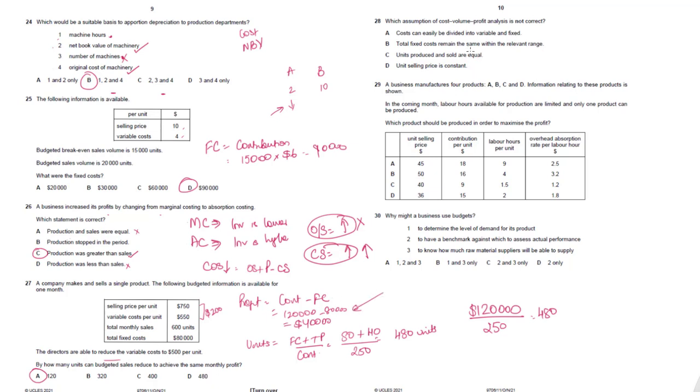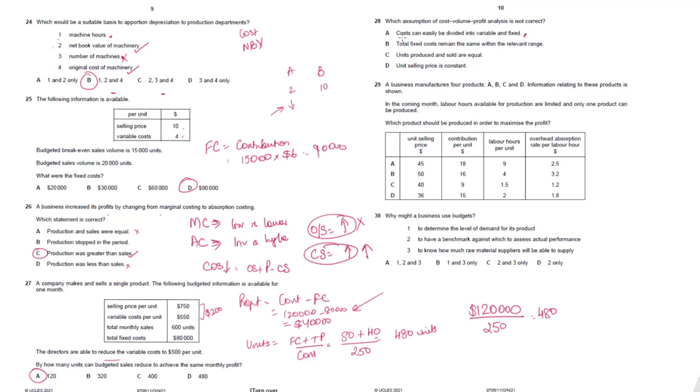Question 28. Which assumption of cost volume profit analysis is not correct? Cost can be easily divided into variable and fixed. That's not the correct assumption, but okay. If you have a doubt, you can always put a mark. We'll come back to this statement.